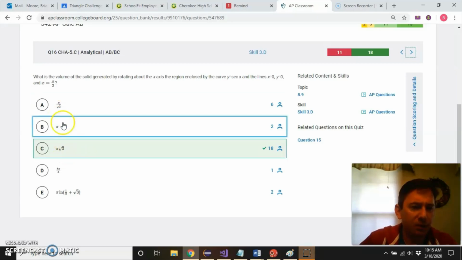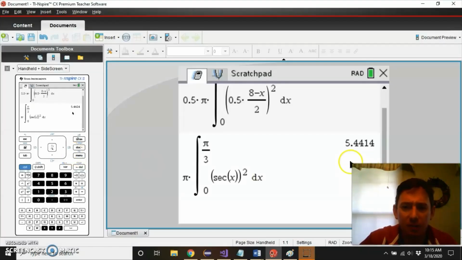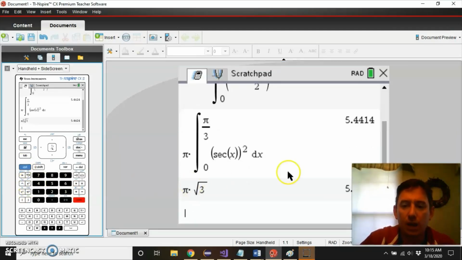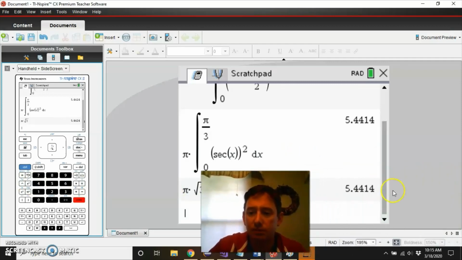And now we're going to figure out which one of these is 5.4, and I'm pretty sure it's, what's that answer? Pi times root 3. Hey, look at that, we got a winner. You can't see it, there you go.